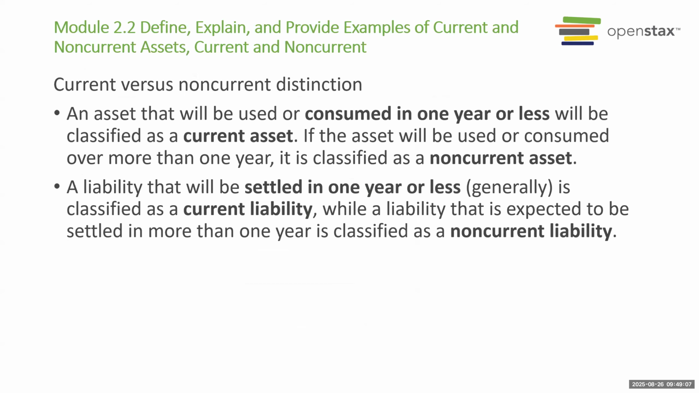All right, let's talk about current versus non-current. A current asset is one that will be consumed in 1 year or less. And when we say 1 year, we really mean 12 months. That is a current asset. And if it's greater than that, that means it's non-current. And that's similar to a liability. It's expected to be settled in 1 year or less for a current liability. And if it's greater than that, it'll be a non-current liability.